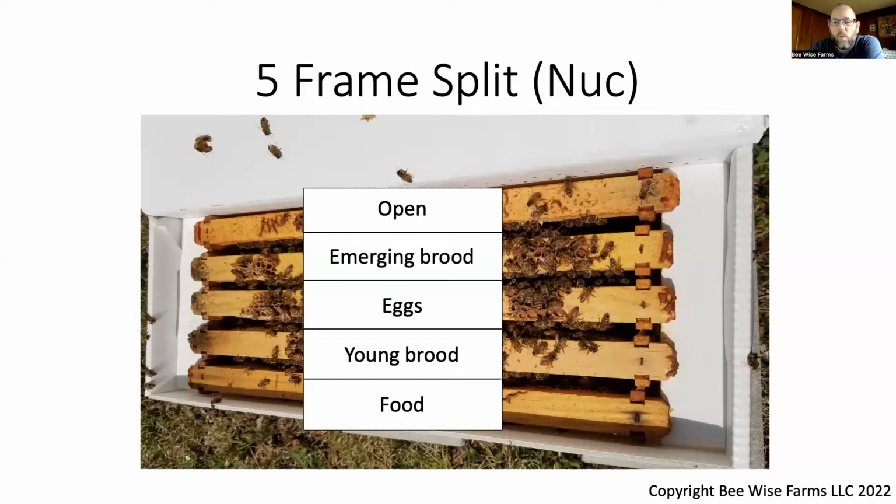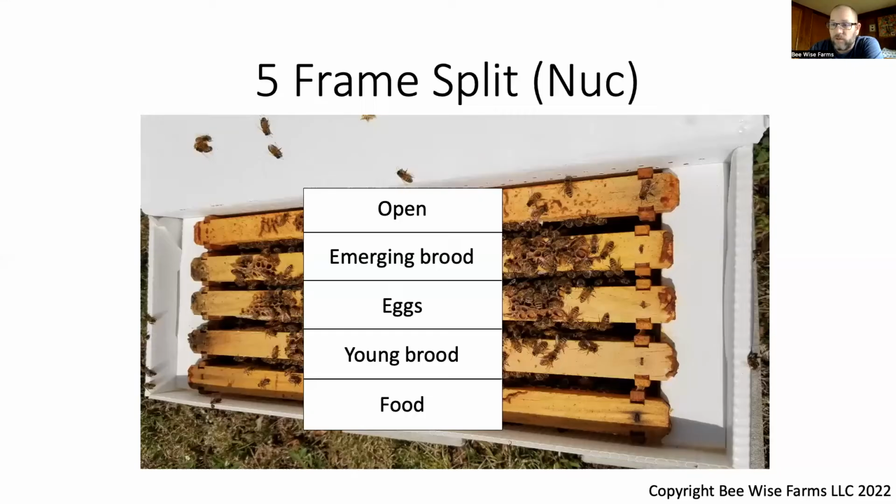And then you want one frame that's open. And usually you want that to be a drawn frame if you have it, because you want them to be able to have space to expand. This is exactly what a full-size bee colony looks like in miniature. That's why it's called a hive nucleus or a nuke. So this is the most basic form of a split that you have. This is what I do.